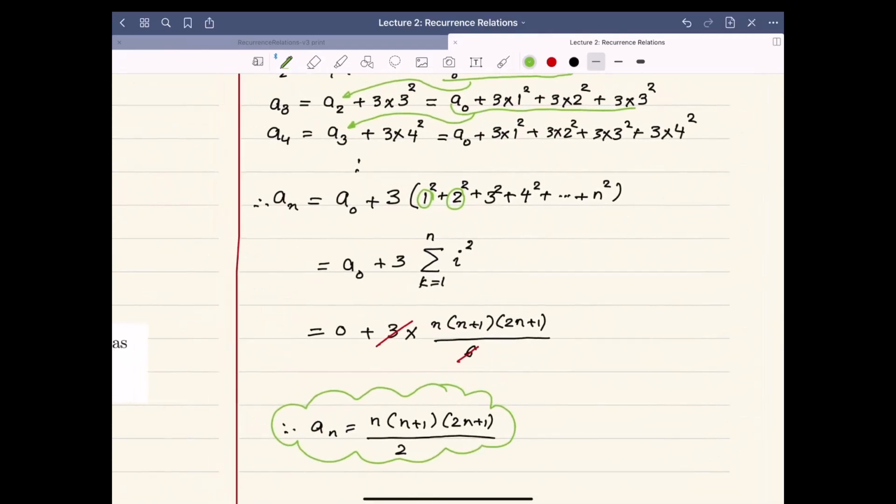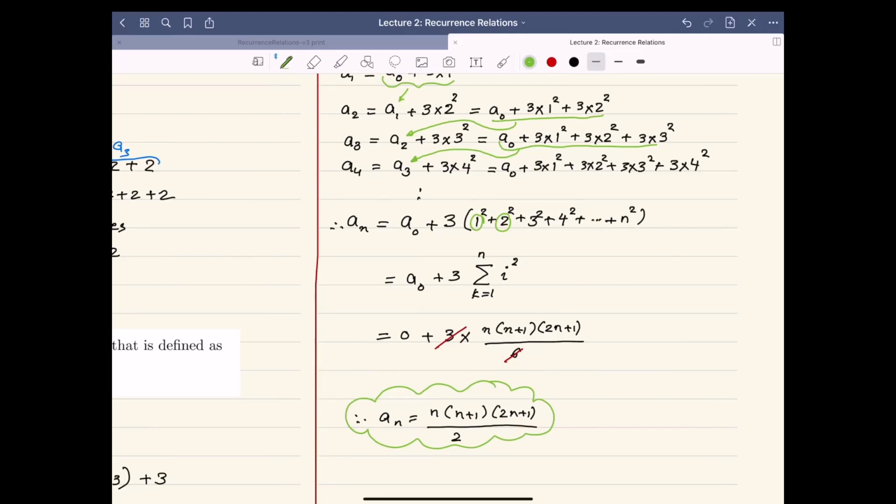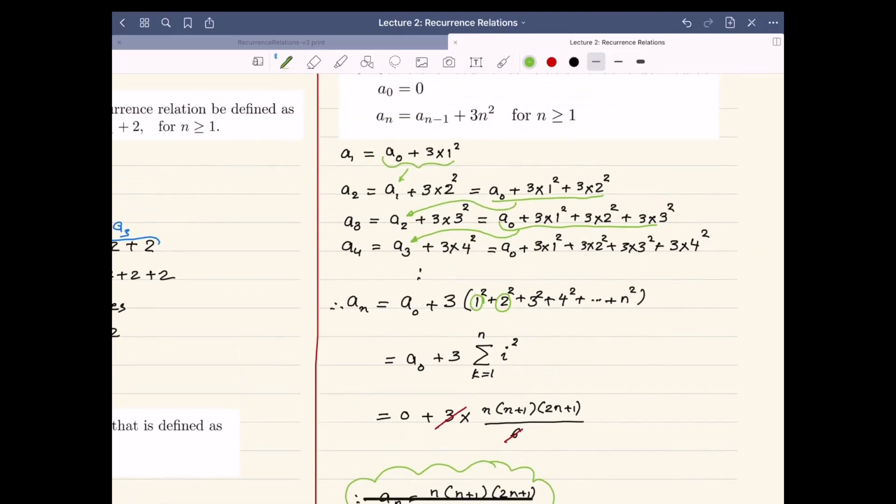So this is a solution for the recurrence relation. This method is called forward chaining because we start from the beginning and go forward. So we start from the first term, the initial value, we go to the next one, we go to the next one, and so on.